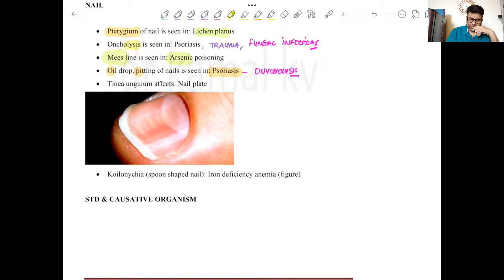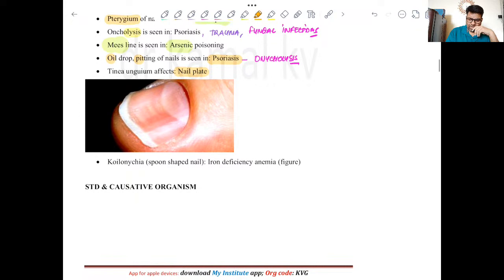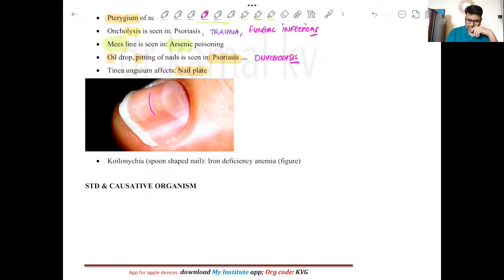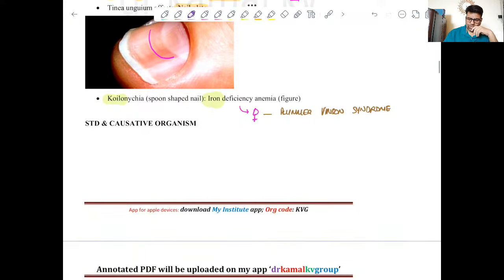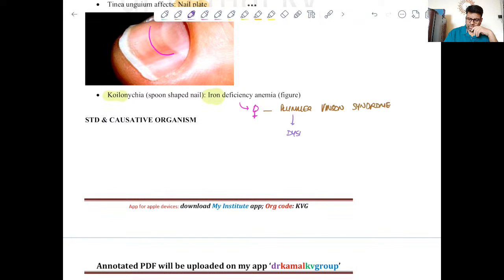Then tinea unguium, that is the fungal infection of the nail, affects the nail plate. Then there is one condition where we see a spoon-shaped nail, with a depression like this. This is known as koilonychia, and this is classically seen in iron deficiency anemia in females, and that is a component of Plummer-Vinson syndrome, right? So apart from iron deficiency anemia, there is a post-cricoid web which leads to dysphagia. So this is Plummer-Vinson syndrome.